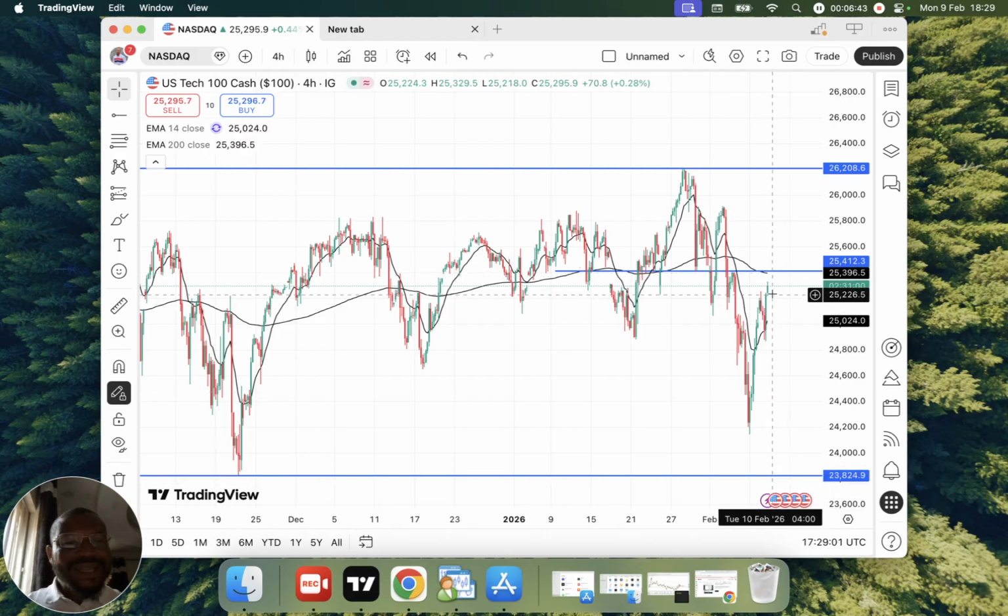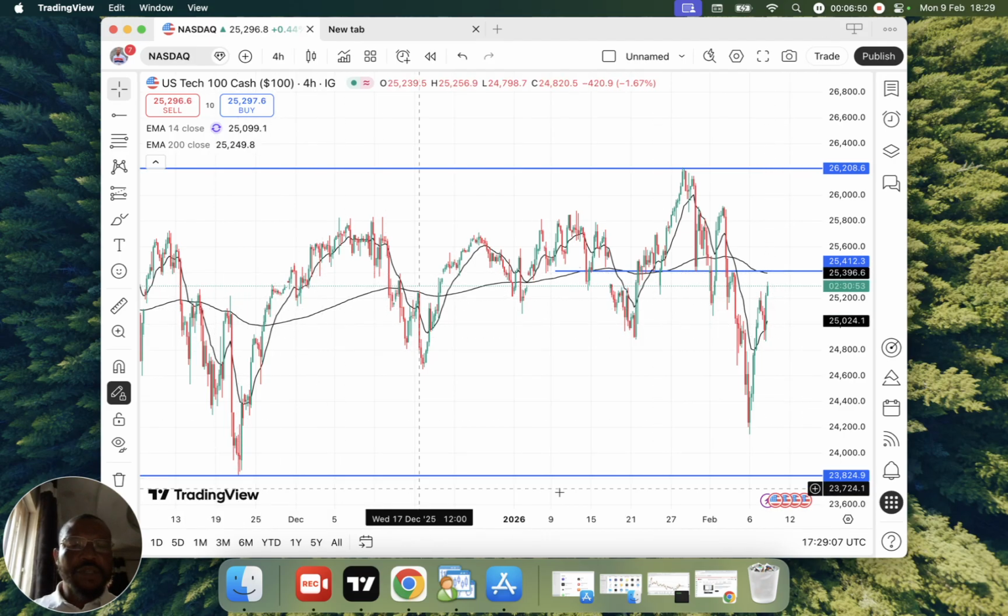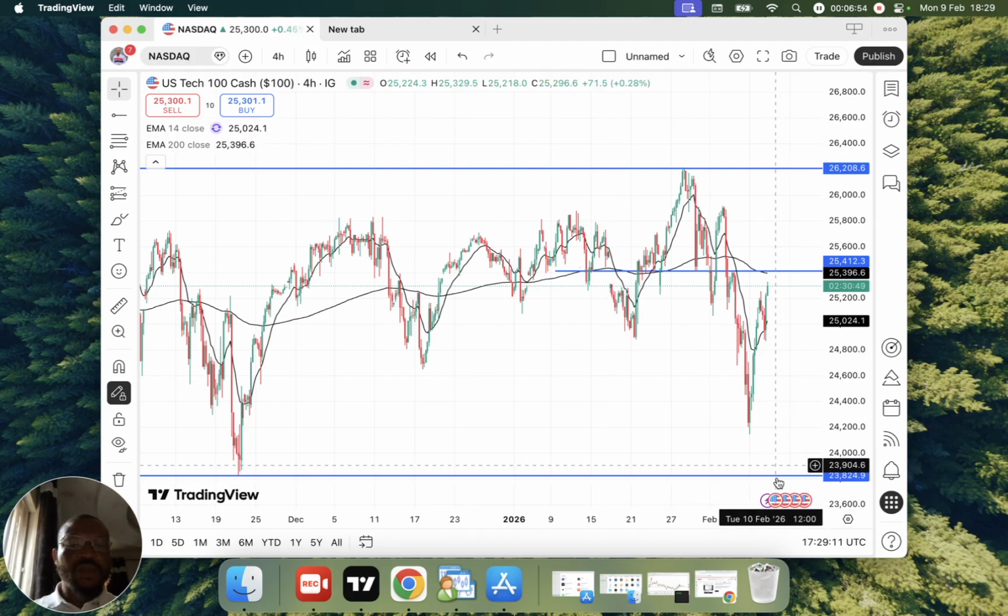If I get a clean entry for sell, I may sell this market from here, but from this point is a clean buy for me. My main target is to wait for the Nasdaq to still fall to 23,835. From there, I'll be looking for my buy signal. If I get a clean sell signal here, it must be very clean for me to go in. I may go in from here.